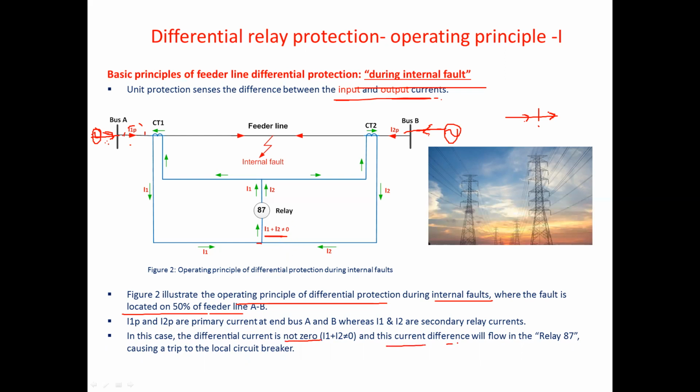So this current difference will flow in the relay, and then the relay will send a trip to the local circuit breaker. That's how it works. That's how we detect it, because if the total summation is not equal to zero, the relay will sense it.